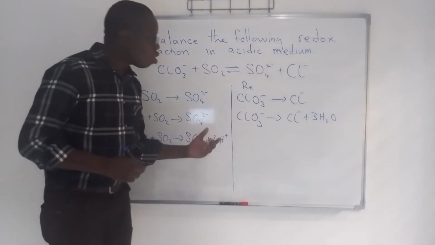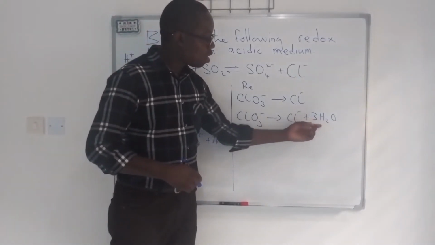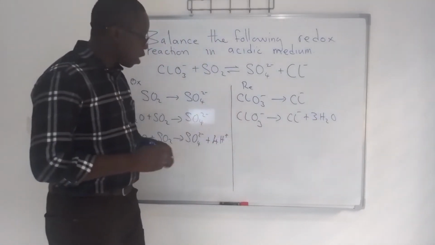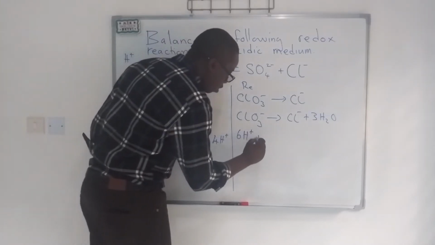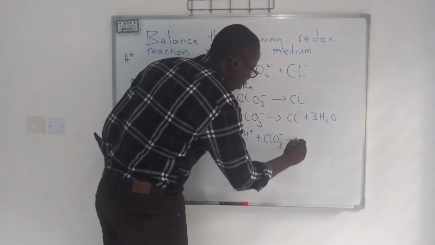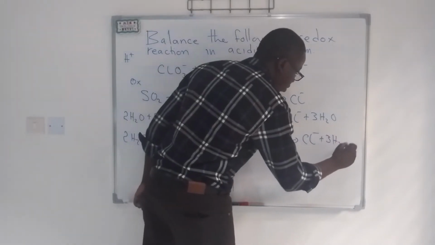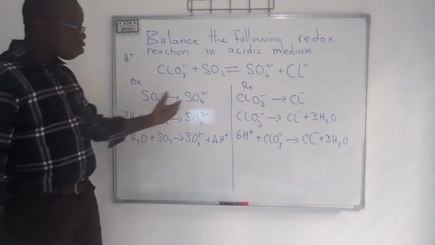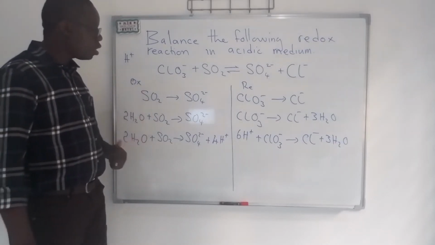The same should be done also on the reduction reaction. You notice that we have 6 hydrogens there, that is 3 times 2. So on the reactant part, we'll introduce 6 ions of hydrogen, then we'll add it with the reactant which we have there, then we'll also write the product there. At this point, you can see that the number of hydrogens has also balanced. So let's see what we need to do next.